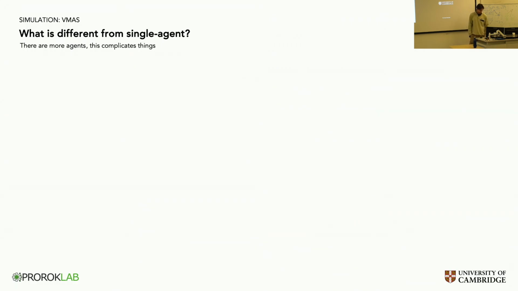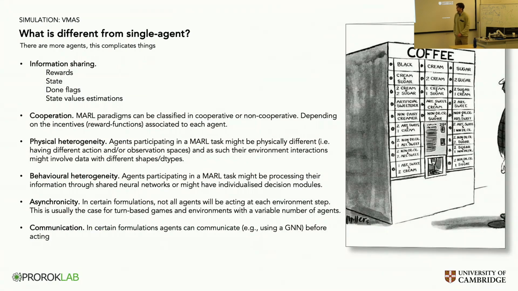I can start giving some examples. So these are some of the axes. They are not all the axes, but some of the axes that could be different. So now you have all these problems about information sharing. In the single agent setting, you have one reward, one state, one value, and so on. Now you can have either sharing rewards or non-sharing rewards. You could have a global state or individual observations. You could have different done flags or the same done flag for all the agents, and different value estimation.